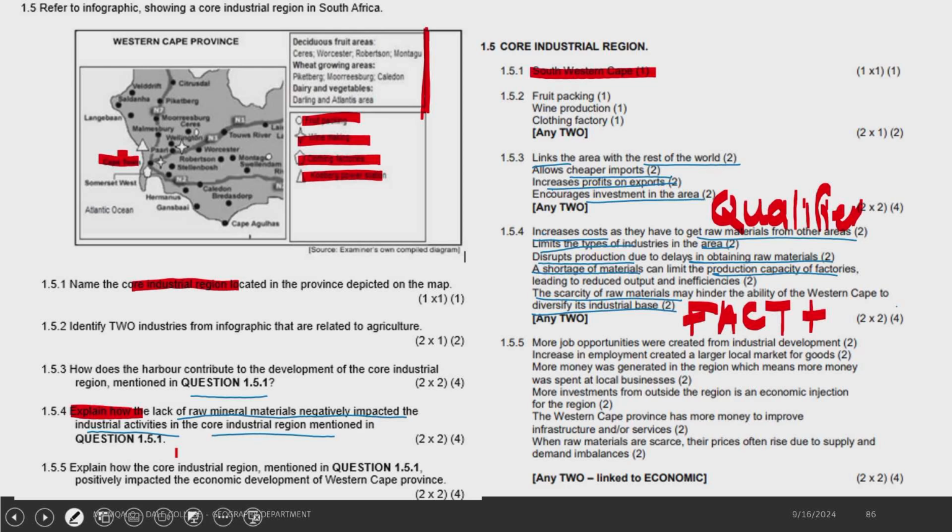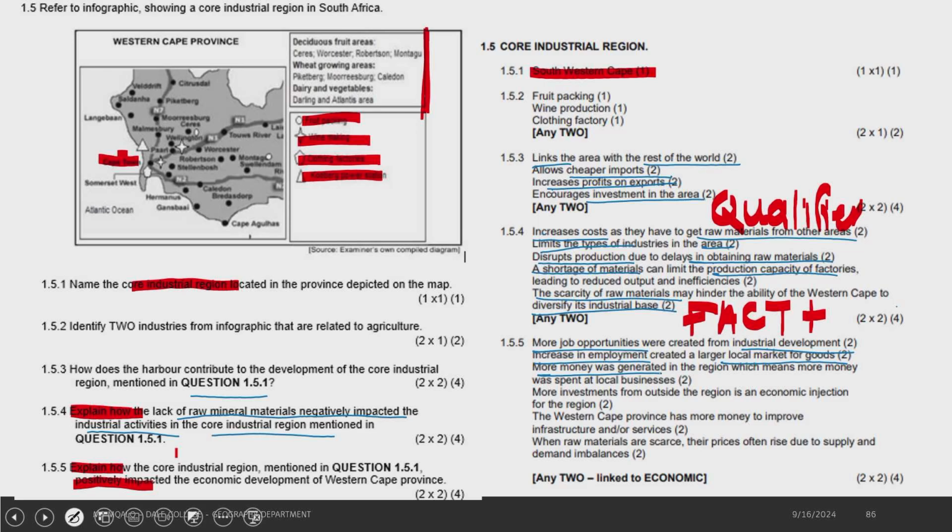So please explain how, explain why. We need a fact and a qualifier. Explain how the core industrial region mentioned in 1.5.1 positively impacted the economic development of Western Cape Province. So here, more job opportunities were created from industrial development. Increase in employment created a larger local market for goods.